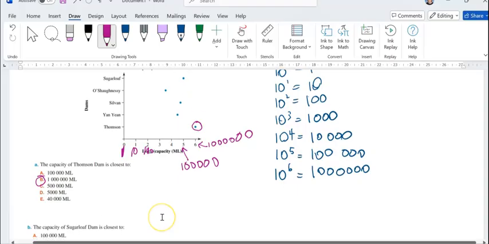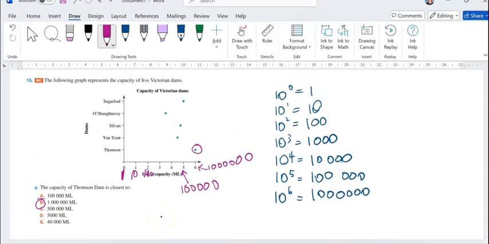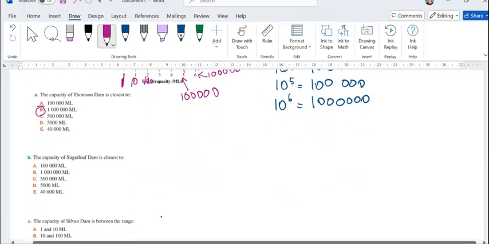Okay. Sugarloaf Dam, when we look for that one, Sugarloaf is the top dam. That dot there relates to Sugarloaf, which relates down here to the power 5. So 10 to the power of 5 would be 100,000, A.